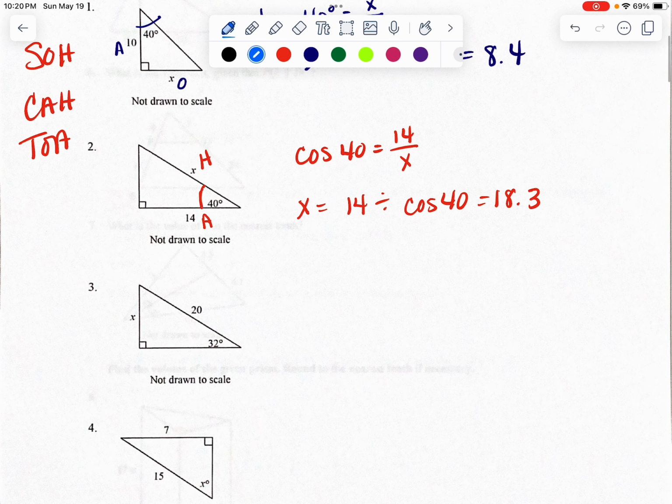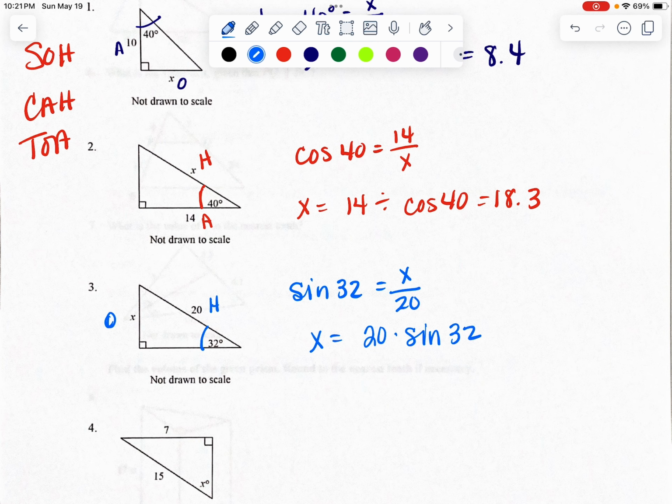Number 3, here's my angle. In reference to my angle, this is the opposite leg. And again, 20 is the hypotenuse regardless of where the angle is. So this one's going to be the sine of 32. The opposite is x and the hypotenuse is 20. Again, my unknown's in the numerator, so I'll be multiplying to get my solution here. So 20 times the sine of 32. 20 times the sine of 32 is 10.6 approximately.